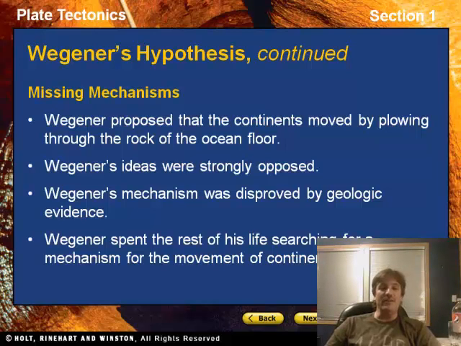He spent his life looking for it and never could come up with an answer for this question. So he had the evidence, but he didn't have the mechanism. So this goes into our first idea of what we're looking for, the first step in that progression of theory, and that is continental drift.